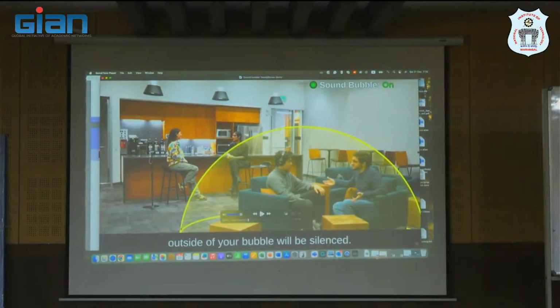So this example shows that somebody wears headphones like this, and he wants to talk to somebody and listen only to people inside the bubble. So they call it a sound bubble. He wants to listen only to sources inside the bubble, and people that speak outside, or any sources outside the bubble, will be suppressed.